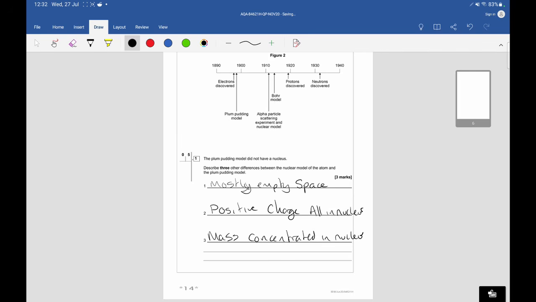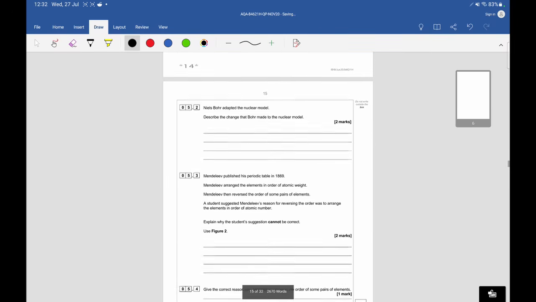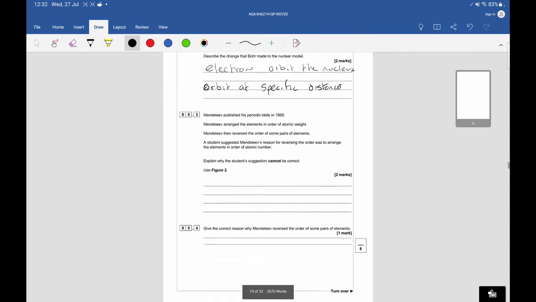You could also mention earlier that electrons and the nucleus are separate also. That's another valid thing for you to mention here, but I'm not going to write that down. Question 5.2 said Niels Bohr adapted the nuclear model. Describe the change that he made. Well, he said that electrons orbit the nucleus. And he specifically mentioned that he did this at specific distances. We call those distances shells. You could just mention the electrons are in shells around the nucleus. This is also fine, worth those marks as well.